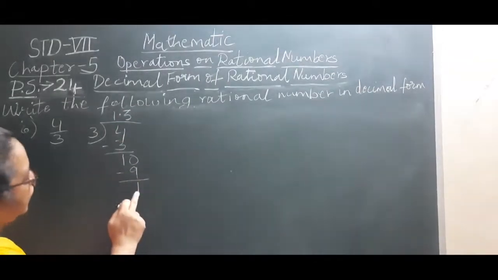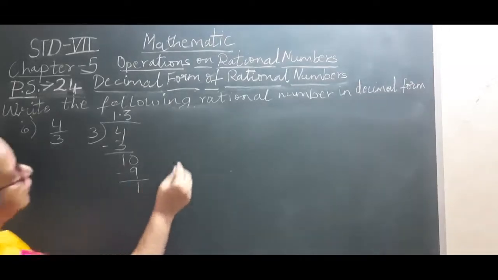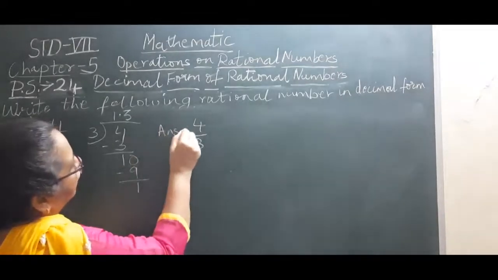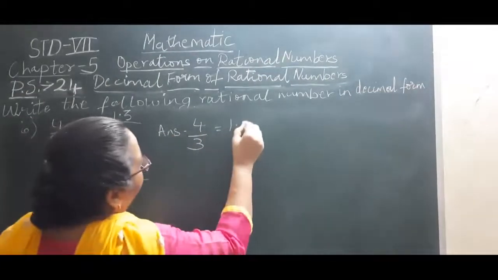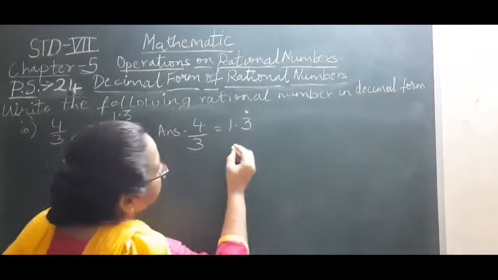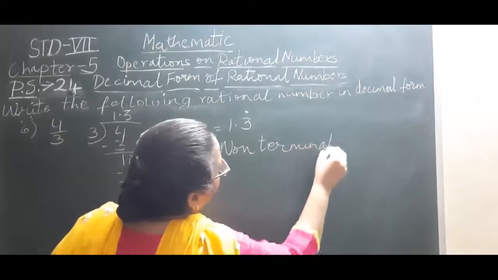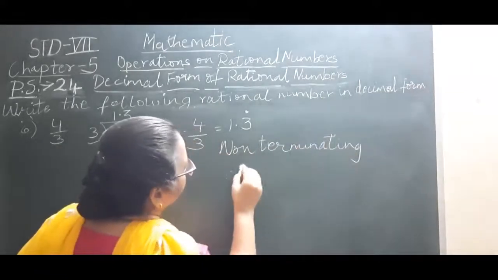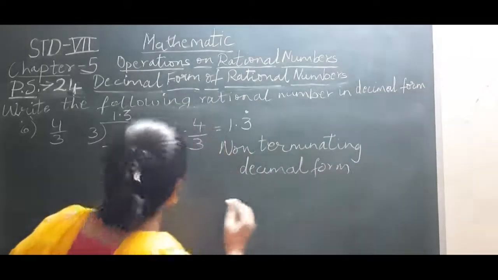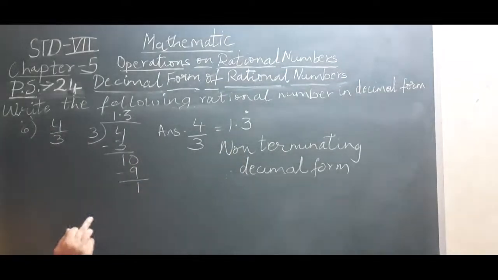Now children, again you see here 1 is repeating again and again. So what will be the answer here? For the fraction 4 by 3, answer is equal to 1.3. We are going to give a point on the top and say it is non-terminating decimal form, because the 3 number will be repeating again and again if we continue with the division.